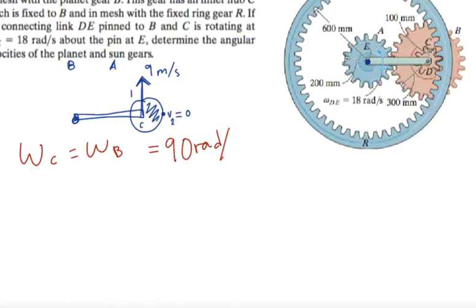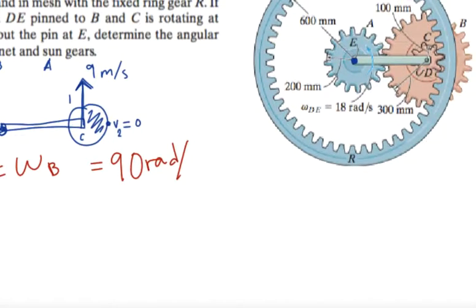Why? Because the rotation that gear B is going about is not about its center. In other words, gear C is not rotating about its center. It's rotating about a different point, and that point is the instantaneous center of zero velocity.